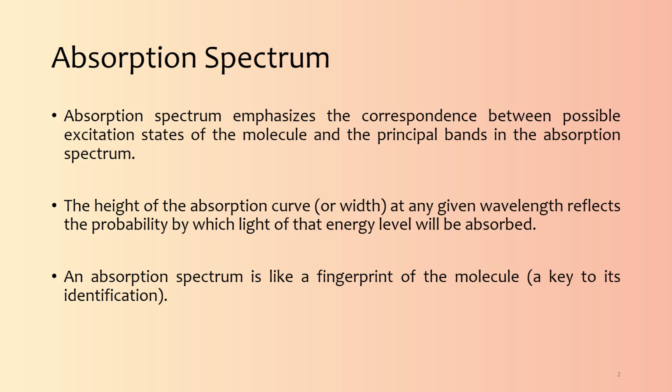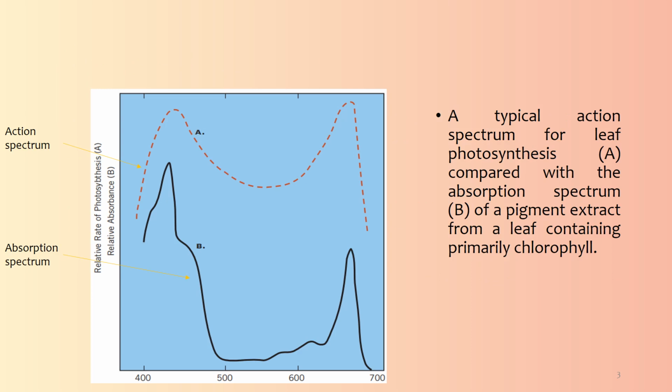Because light must first be absorbed in order to be effective in a physiological process, it follows that there must be a pigment that absorbs the effective light. A typical action spectrum for leaf photosynthesis is compared with the absorption spectrum of a pigment that is extracted from the same leaf, which mainly has chlorophyll in it. The action spectrum has peaks in the blue region and in the red region, which also correspond to the principal absorption peaks of the pigment in the blue region and in the red region.